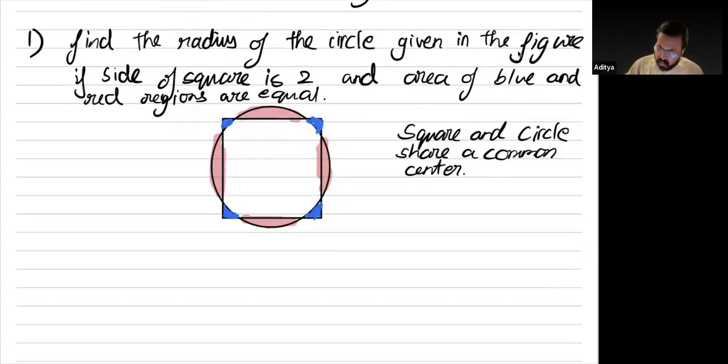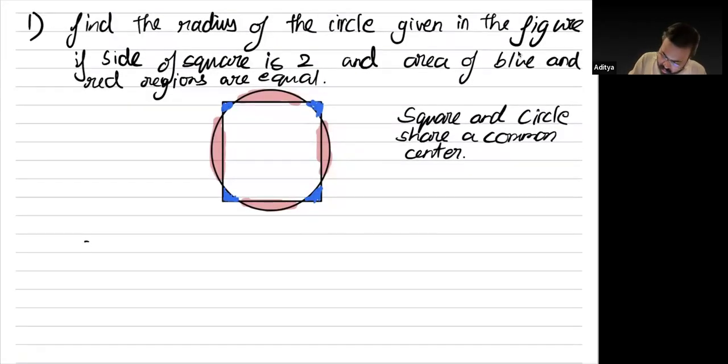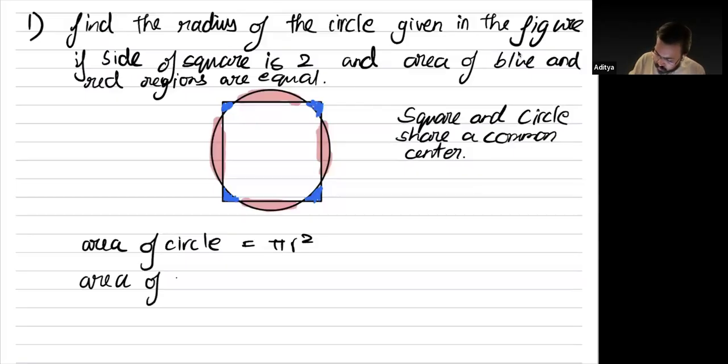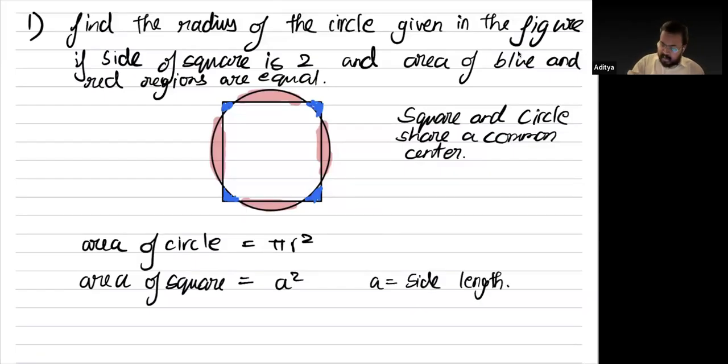Okay, a few things that you can keep in mind: the area of a circle is equal to pi r squared. The area of a square is a squared, where a is the side length. Okay, and what else? We have been given that this blue region has the same area as this red region, although the figure is not to scale.